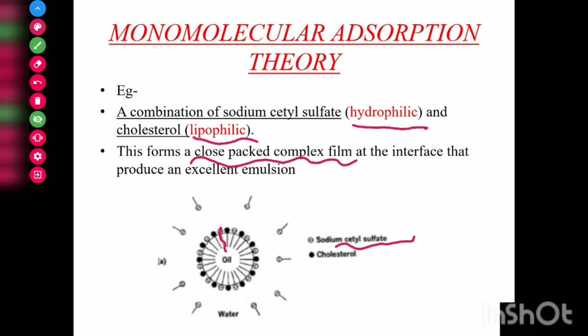The polar portion is oriented towards water and the non-polar portion is oriented towards oil. Then cholesterol is lipophilic. The hydrophilic region of cholesterol is oriented towards the aqueous phase and the non-polar portion is oriented towards the oil phase. So we will get a closely packed complex film. It indicates that the formed emulsion is stable.